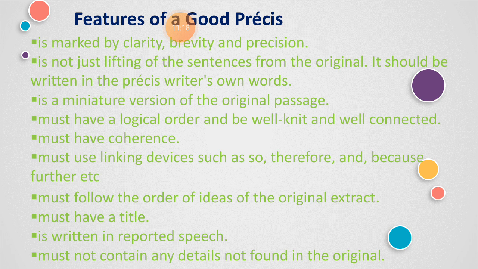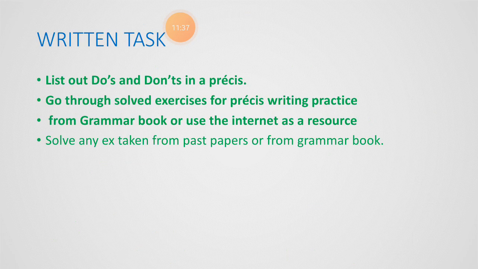It must have a logical order and be well knit, well connected. It must have coherence and linking devices must be there: therefore, and because, further, etc. Must follow the order of ideas of the original extract. It must have a title and it is written in reported speech. Must not contain any details not found in the original passage. That was all about the precis writing and the comprehension skill.